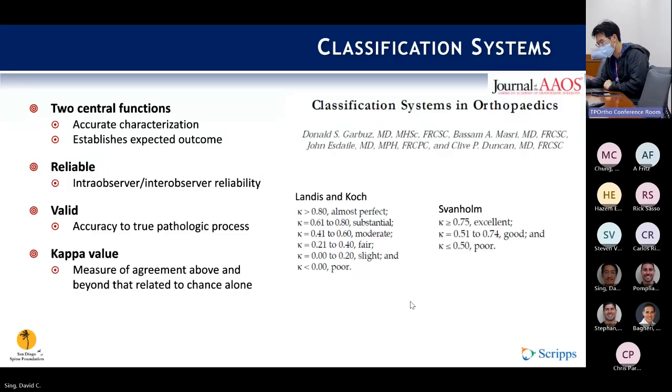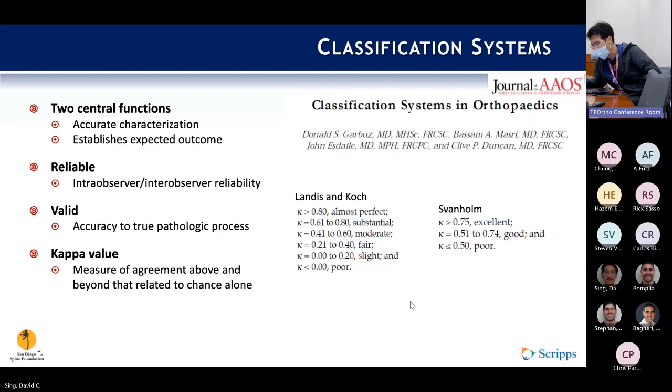In terms of classification systems, we use them a lot throughout orthopedics. Most of them aim to either describe the injury pattern or give some prognosis in terms of how well you expect the patient to recover. They can also be useful for indicating different treatment options.